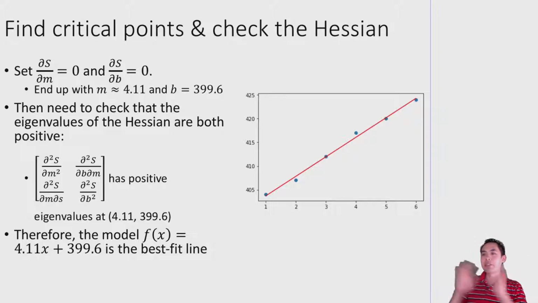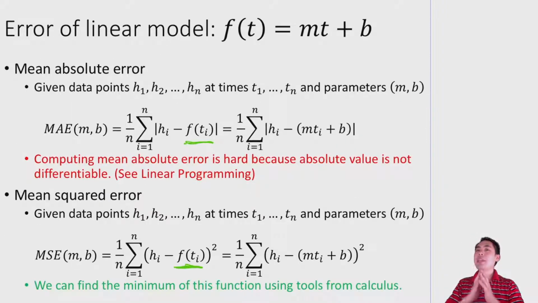Okay, let me ask another question while we're here. Just answer in chat if you have a good sense of this. The question is, why can't we do this procedure with the mean absolute error? So why does this not work? We were able to find a minimum of this mean squared error function using these tools. Why can't we do that for the mean absolute error?